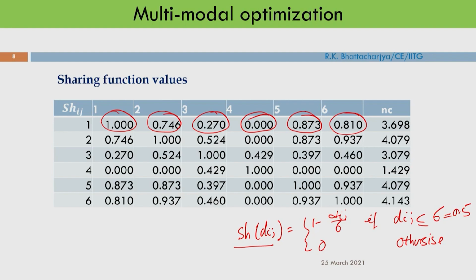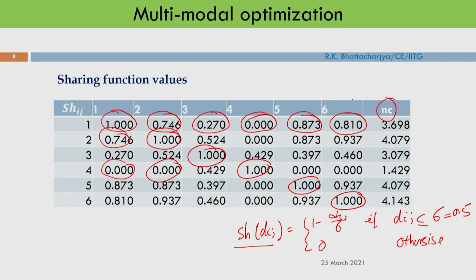Similarly, I am calculating the sharing function value for the other solutions, and you can see the diagonal values are 1 because the distance is 0. I am getting 0 and 0 here because the distance is more than sigma, where sigma is 0.5. So, I have calculated the sharing function value for all these solutions.